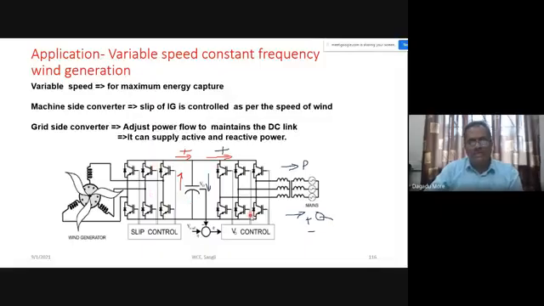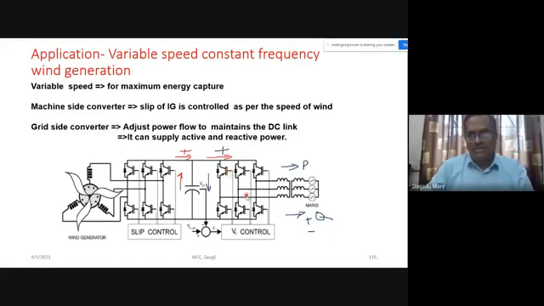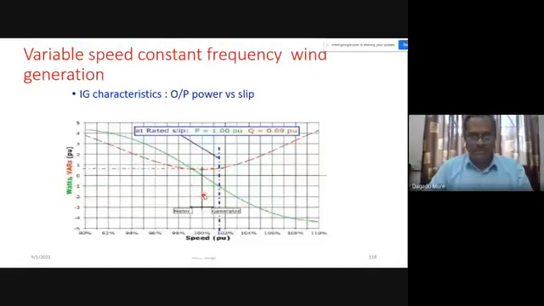So these are two applications. We have discussed PWM rectifiers. One is AC drives, which may be induction motor drives, synchronous motor drives, BLDC drives, any drives. Then we have seen variable speed constant frequency wind power generation. Here we have shown an induction generator. You can also use a synchronous generator, a field wound synchronous generator or a permanent magnet synchronous generator, and the same scheme can be implemented.